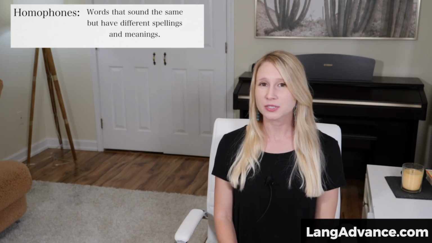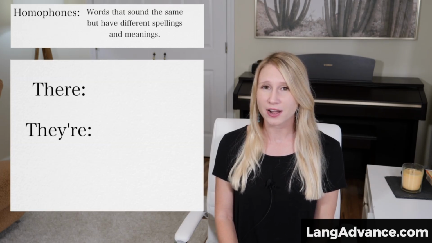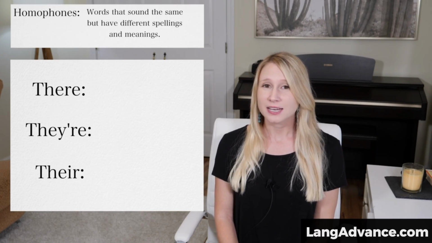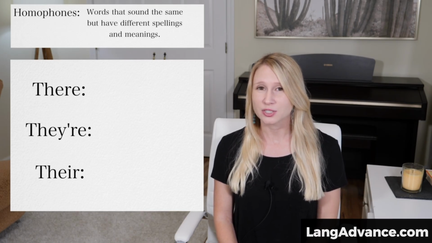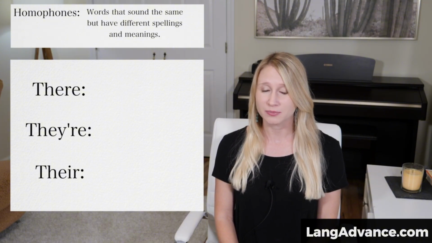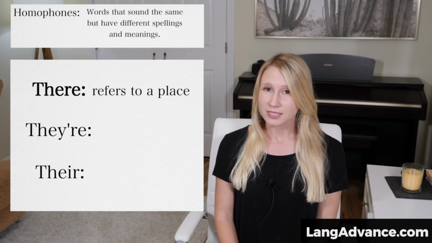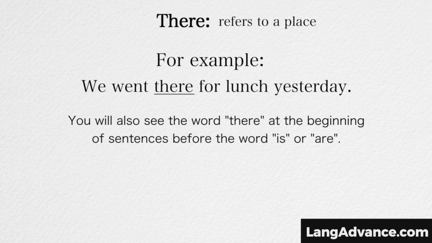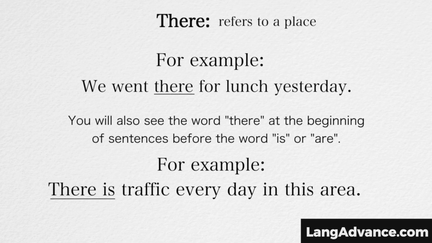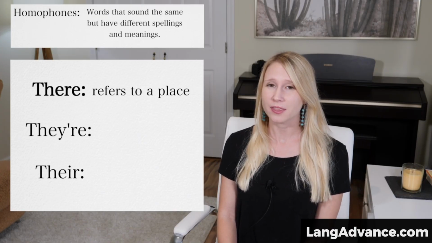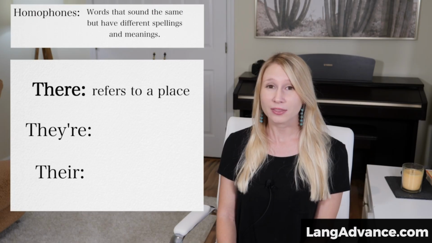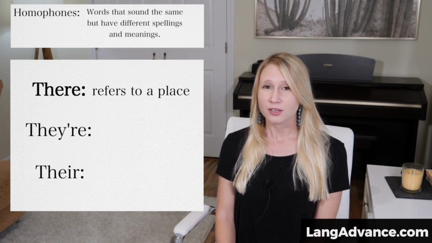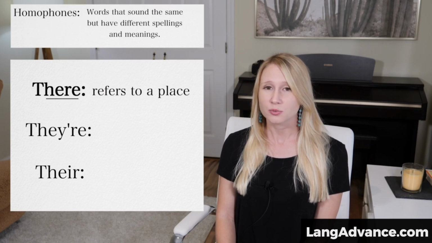The first homophones I want to go over are the words there, and there. I've seen native English speakers as well as non-native English speakers use these words incorrectly. The word there refers to a place. For example, we went there for lunch yesterday. You will also see it at the beginning of sentences before the word is or are. For example, there is traffic every day in this area. If you need a little trick to help you remember that there refers to a place, look at the word there. In this word, you'll find the word here, which also refers to a place.